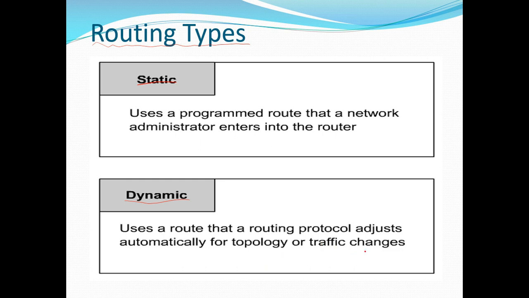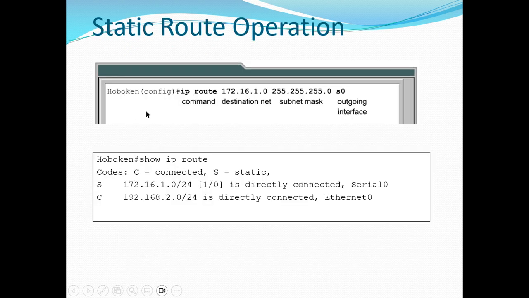We also have dynamic routing, which uses a route that a routing protocol adjusts automatically for topology or traffic changes. You can see this one is using the same IP address or the same route, but the dynamic one will change based on the network. With static routing the routing table never changes; with dynamic, the routing table will change.